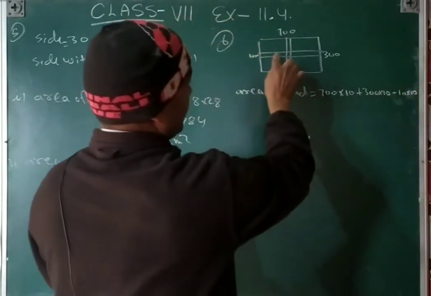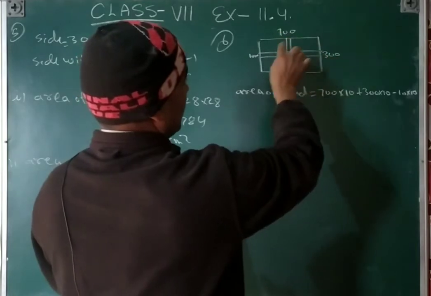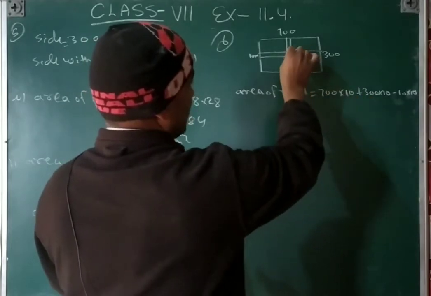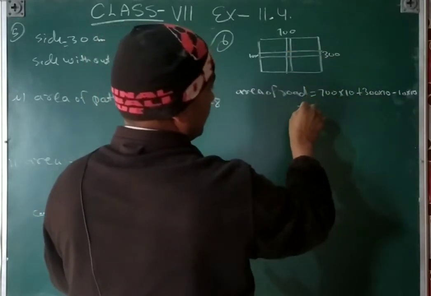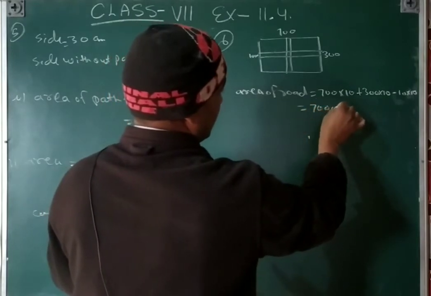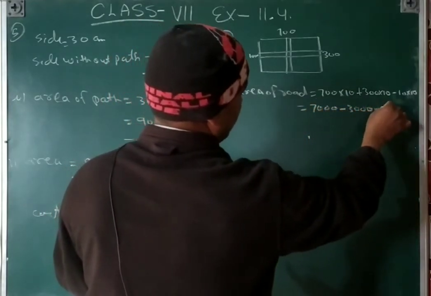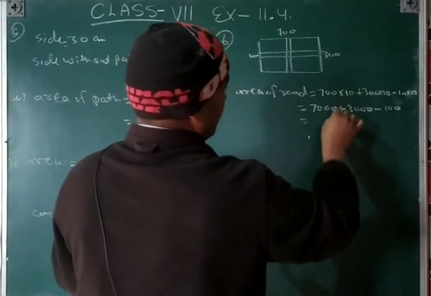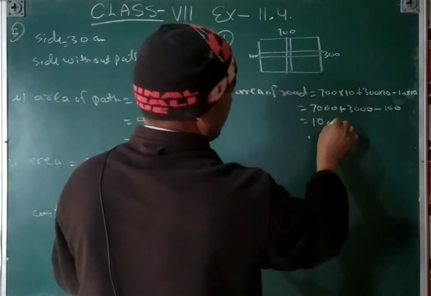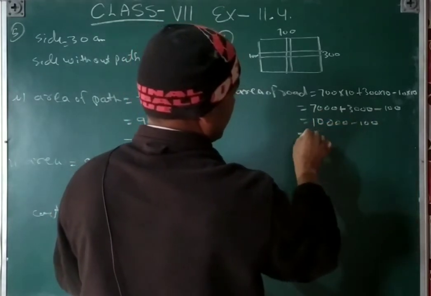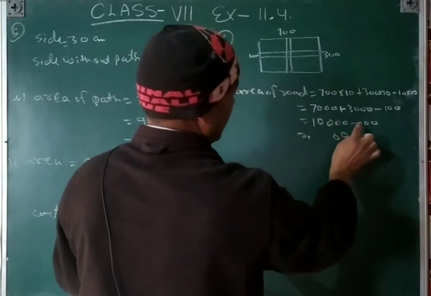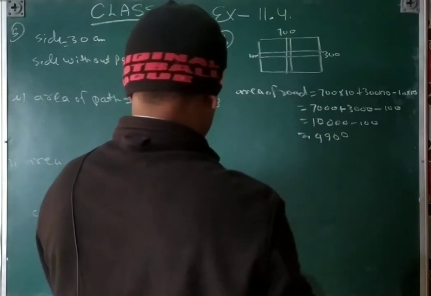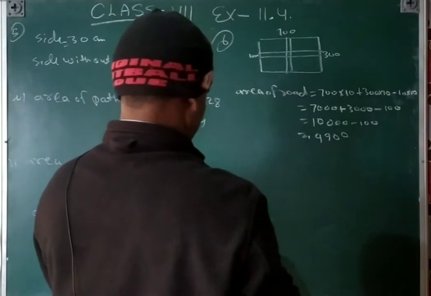When you go that side, that will be 700 and that is 10, that's one rectangle, and this one also one rectangle, and this area is coming on both sides, so that will be subtracted. 7 1s is 7,000 plus 3 1s is 3,000, minus 100. Oh sorry, this is a plus. 7,000 plus 3,000 minus 100. 10 less 1 is 9, and then 9 9 9, 9,900 meter square.